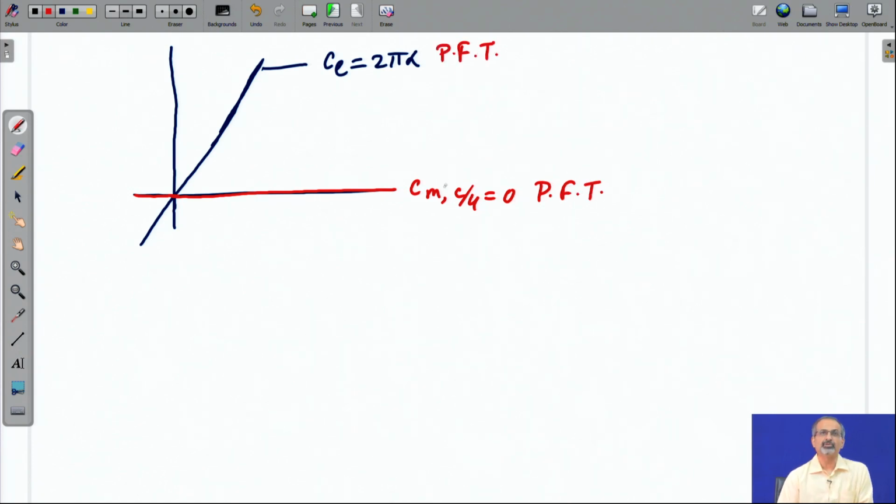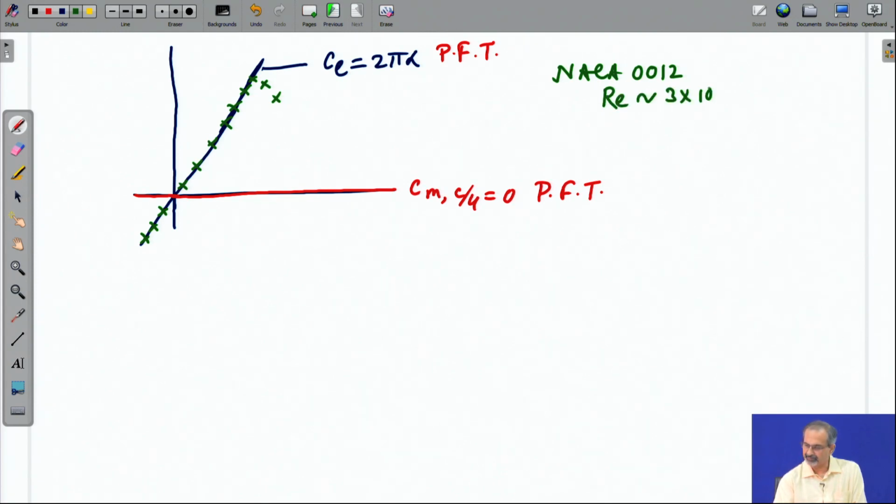And now, let us superimpose some of the experimental data. You will find that the experimental data taken for one of the symmetric airfoils is not far from it in the low to moderate angle of attack ranges, both on the positive and negative sides. What is the airfoil we are looking at? It is a symmetric airfoil, NACA 0012, and the Reynolds number is around 3 million. So, almost overlapping with potential flow theory.